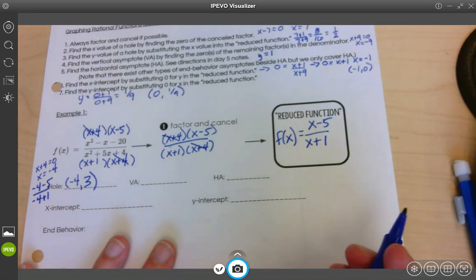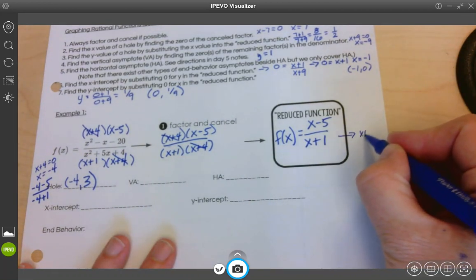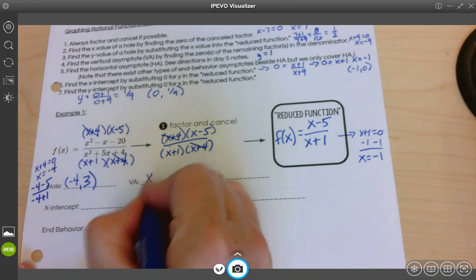Yes. Now you can actually show the math for that. You can write, okay, x plus 1 equals 0. Subtract the 1. x equals negative 1. But if you know that's what it is, you can just write it.